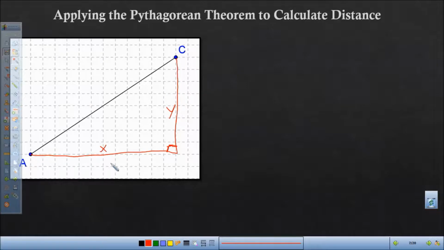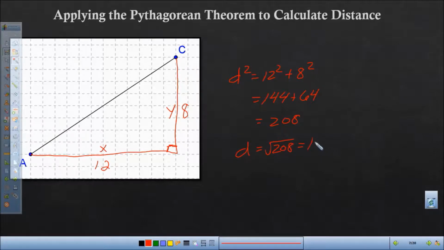And the length of the X component here is 12 units. And the length of the Y component is 8. So the distance squared is equal to 12 squared plus 8 squared. That's 144 plus 64, which is 208. And the square root of 208 is like 14 and some change.